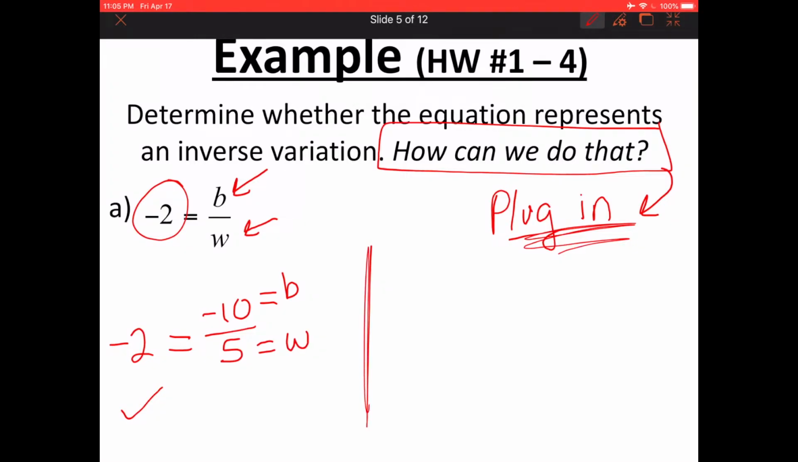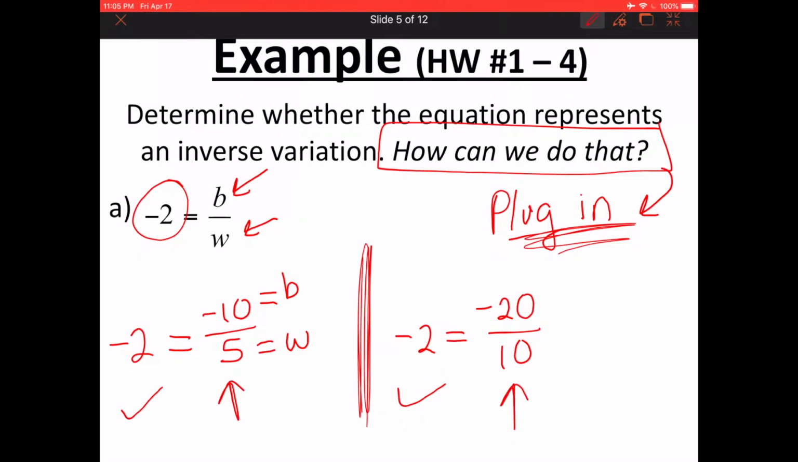So there's my first example. Let me do a second example. Something over something equals -2. So why don't I do -20 over 10? Again, it has to actually equal -2. Okay? -10 divided by 5 equals -2. And here on the right, -20 divided by 10 equals -2. So here on the right, in this scenario, -20 would equal b, and 10 would equal w.